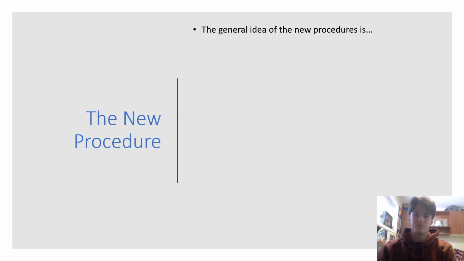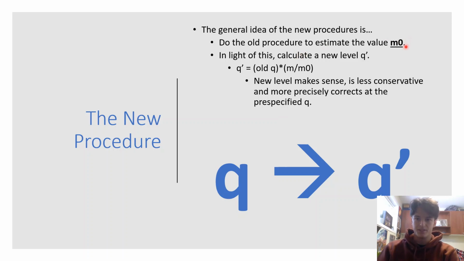So the general idea of the new procedure is that you do the old procedure to estimate the value of m0, which I mentioned on the previous slide. Once you have that value estimated, you can establish a new q value that's more accurate. In light of this m0 that you've just figured out, calculate a new level, q prime, which is your old q, in my case 0.05, times m/m0. That makes sense because if your old q value was conservative by a factor of m0/m, and now you've figured out what m0 is and multiply that q value by m/m0, those fractions cancel out and you're left with just that perfect q value. That's the logic behind this.